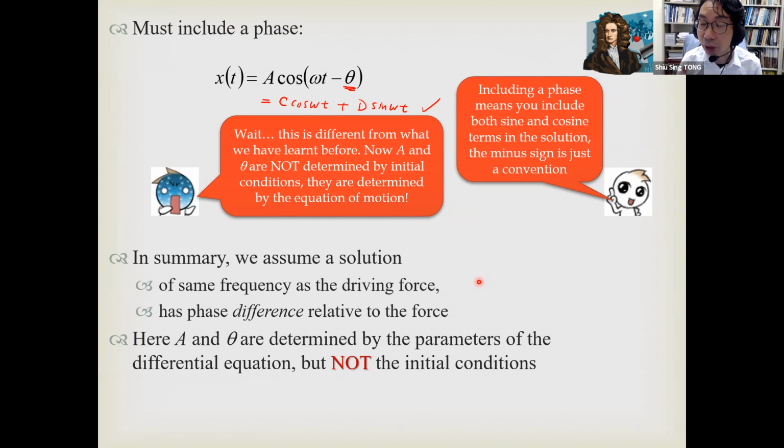If you insist on putting in the initial condition, then the solution will become very complicated. But I'm not going to talk about it in detail in this course. It's somewhat complicated, but I can answer your question after the lecture. Okay.